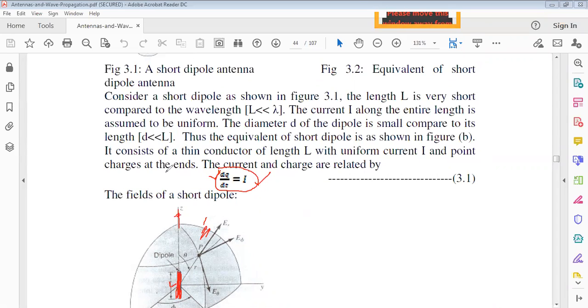Here, consider a short dipole as shown in the figure. The length of the dipole is L, which is very much less than lambda, but it is considered as a lambda by 2 short dipole. The current I is passing through the entire length. Here one assumption is that the current passing through the dipole is uniform.